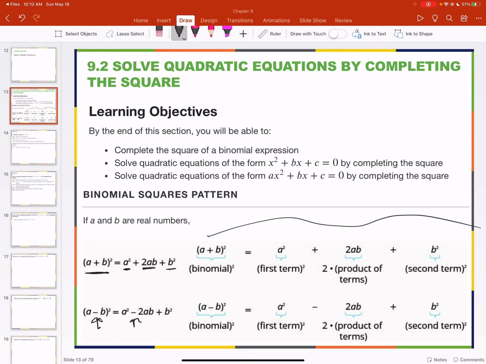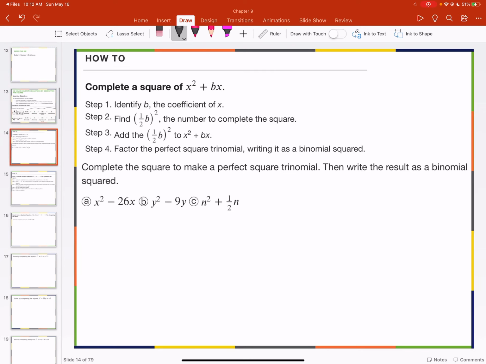So the idea is that when we complete the square, we create a perfect square trinomial just like the one on this right side, so that when we factor it, we can easily factor it into a perfect square, like a binomial square. Okay, so how do I do that? So let's say I have x squared plus bx. We need to take the coefficient of x, half of it, and then square it, and then add it to both sides, because that will give us the number to complete the square.